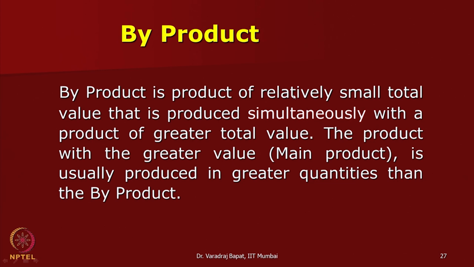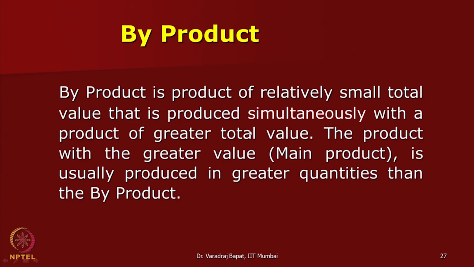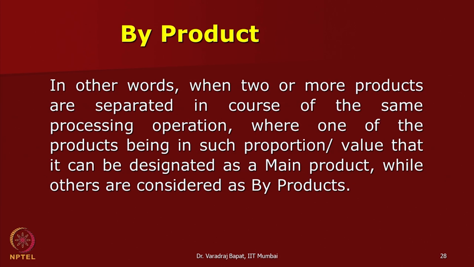Now there are also scenarios of byproduct. Byproduct is a product of relatively insignificant or a very small value. So what are coming out as joint products are the main products. Along with that, we may get some product which just evolves and has a relatively smaller economic value, that will be considered as a byproduct. Now the value which you generate from byproduct is normally credited to the main product.